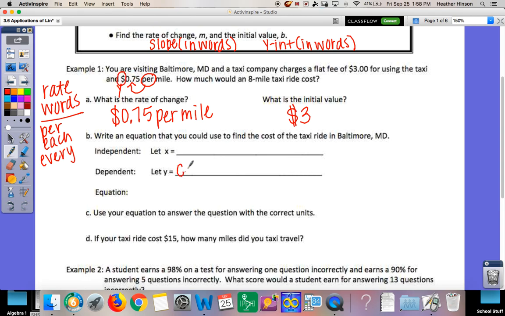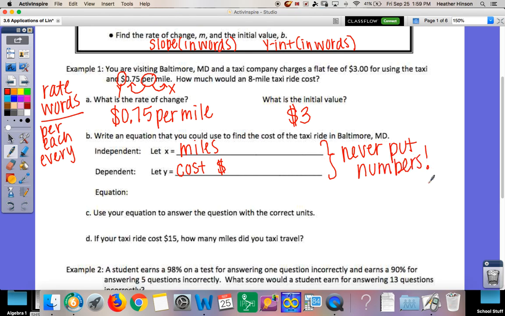So dollars, the cost, that's your y. That's your money. What comes after per, that's going to be x. So we have miles, so miles is x. Because your cost depends on your miles. So you can look at it as what depends on what, or you can go to that rate word. What comes before it is y, what comes after it is x. For your independent, dependent, your x and y, you never put numbers. These are just words. There are no numbers.